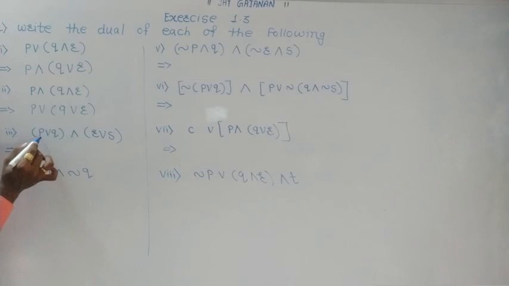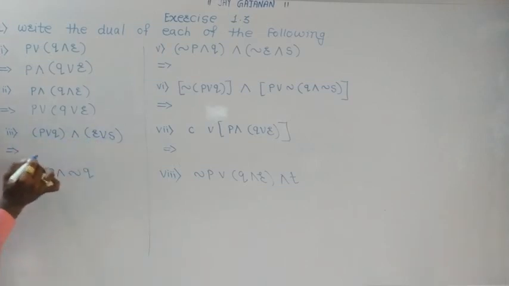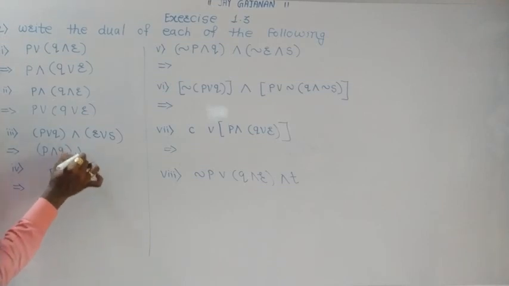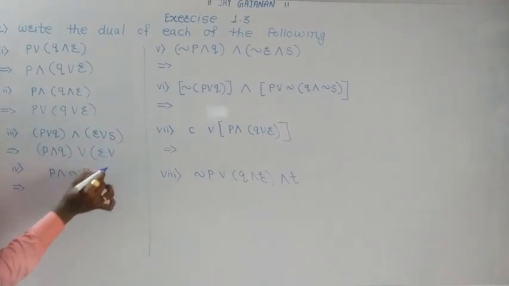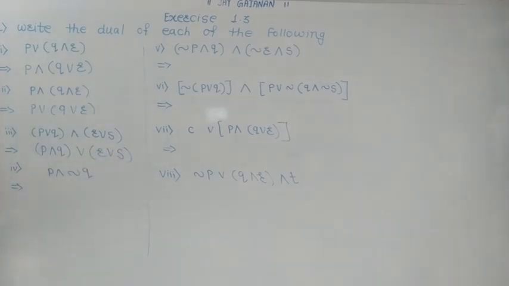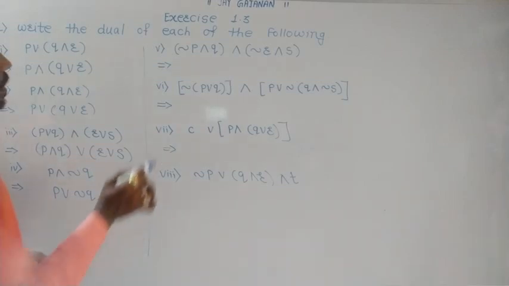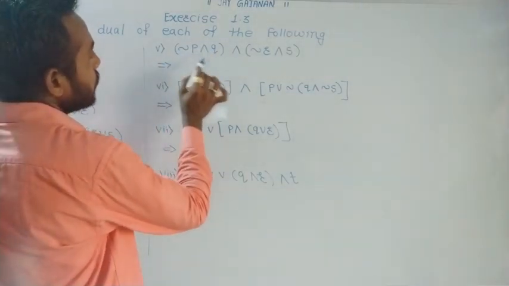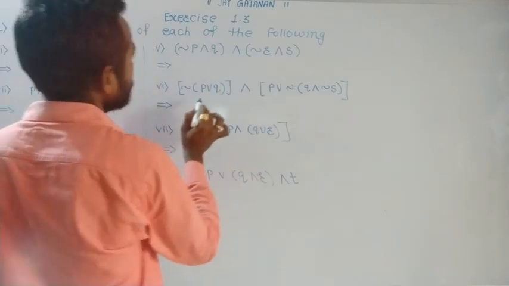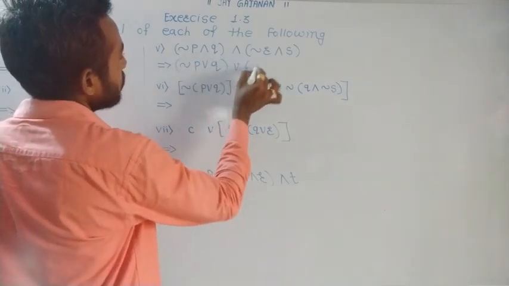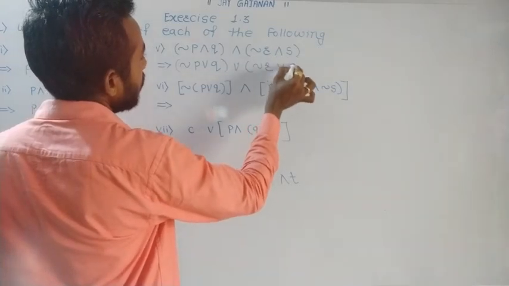Here we have a statement P or Q and R or S. The dual of this compound statement will be P and Q, with 'and' replaced by 'or', R and S. Next, P and negation Q, whose dual is P or negation Q. Then negation P and Q and negation R and S. The dual is negation P or Q, 'and' replaced by 'or', negation R, 'and' replaced by 'or', S.